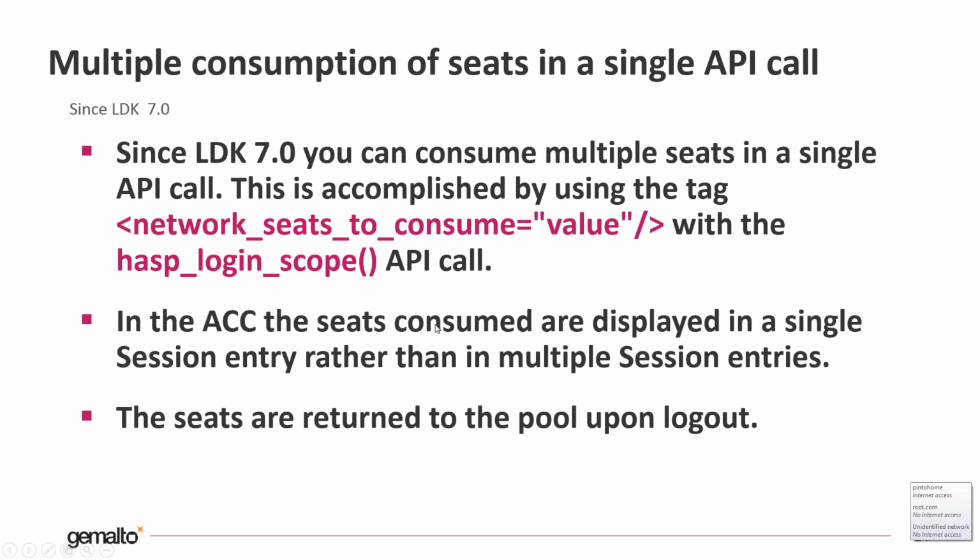Another nice call that was added is the hasp login scope, with the same kind of reasoning, to consume network seats. In the past, we didn't have a single API that consumed multiple network seats at once. So this API, the hasp login scope with the network seats to consume, where you set up the value, allows you to consume multiple network seats from an API. Once you do that, you can see the seats in the admin control center that are consumed through a session. Later on, these seats are returned to the pool when you do a logout call. So these are two nice APIs that were added in 7.5 to improve performance during the hasp login scope API calls.